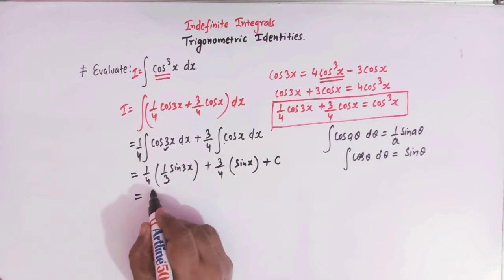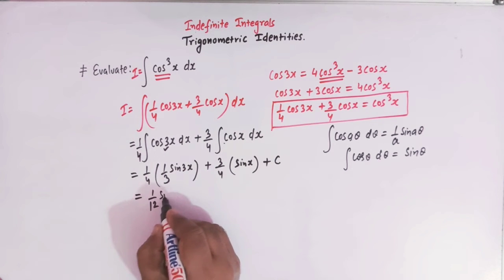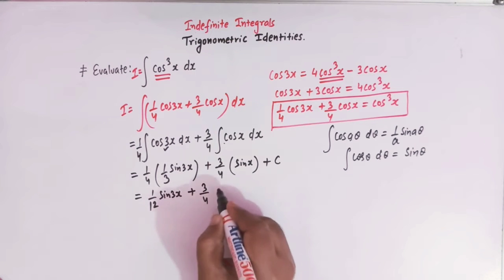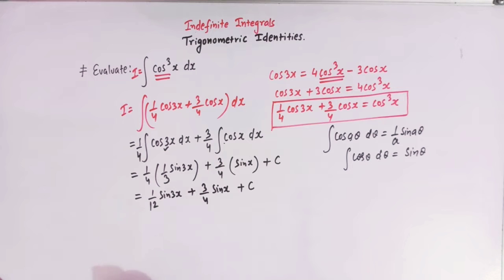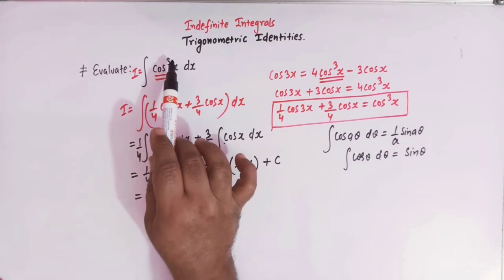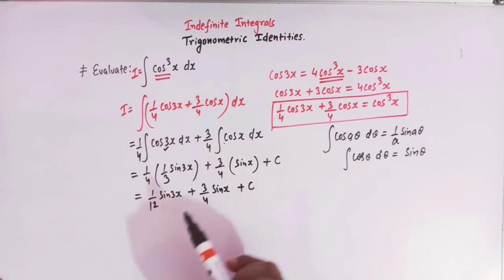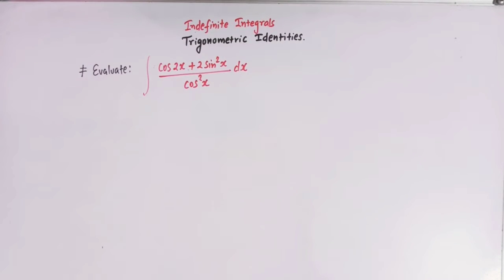So we can simplify it. So we have 1 over 12, 4 3s are 12, sine 3x plus 3 over 4 sine x plus c, right? So this is how we can integrate or find the integral of cosine cube x as this expression, right? Now let us take this problem.